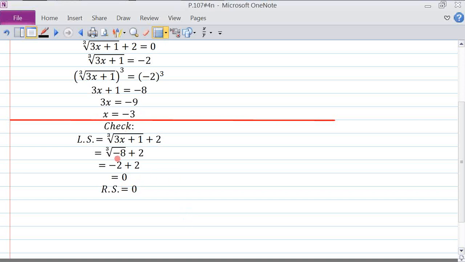Now, just a couple of points here. The cube root of minus 8 is asking me what number multiplied by itself 3 times will give me minus 8? And the answer is minus 2. Minus 2 times minus 2 times minus 2 works out to be minus 8.